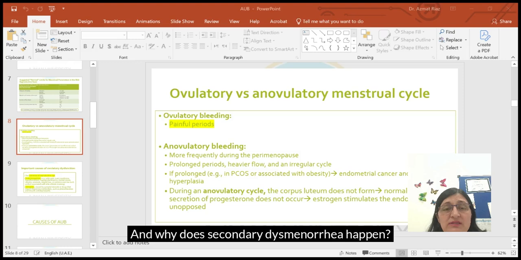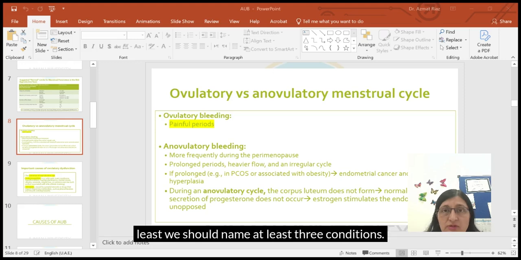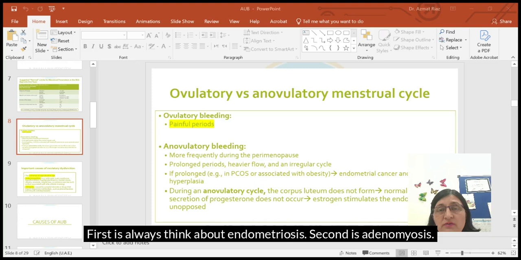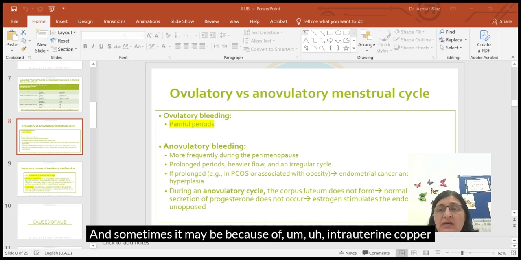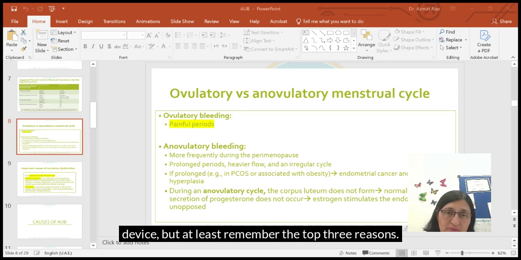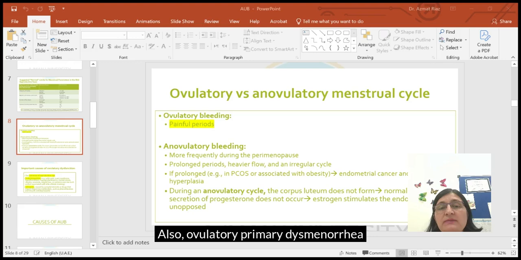And why does secondary dysmenorrhea happen? There is a long list, but you should name at least 3 conditions. First, always think about endometriosis. Second is adenomyosis. Third is pelvic inflammatory disease. Sometimes it may be because of an intrauterine copper device, but at least remember the top 3 reasons. We have separate lectures on these conditions, so we won't go into those details.